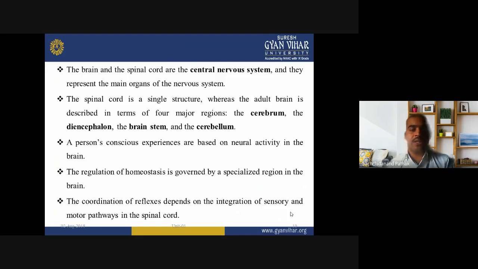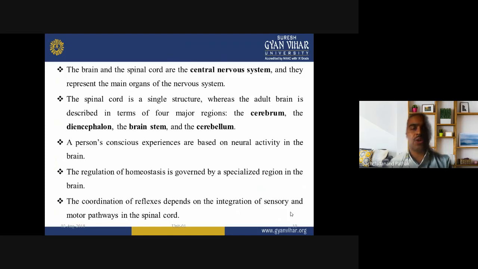Now, the spinal cord is a single structure, whereas the adult brain is described in terms of four major regions: cerebrum, diencephalon, brainstem, and cerebellum. If we classify or categorize the brain, we can categorize it into four different parts: cerebrum, diencephalon, brainstem, and cerebellum. So these four are the parts of the brain.